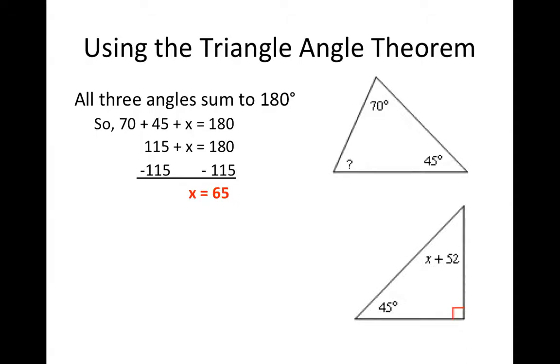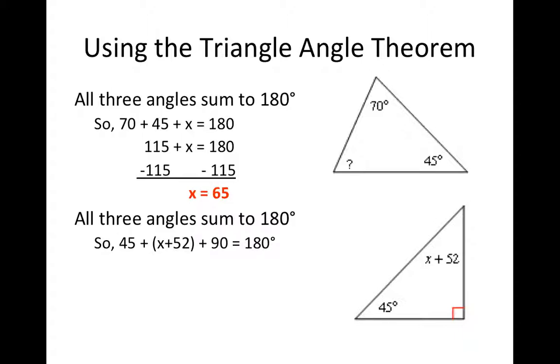Here's another problem. Once again, I know that all three angles sum to 180, so 45 degrees plus x plus 52 degrees plus 90 degrees equals 180. I know it's 90 because of the right angle sign in the bottom right-hand corner. Again, I need to combine like terms. 45 plus 52 plus 90 is 187, and my x is the only x there, so it's just plus x equals 180. Subtract 187 from both sides, and I'm left with x equals -7.